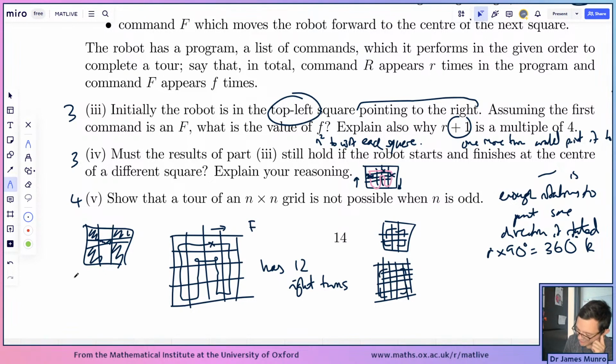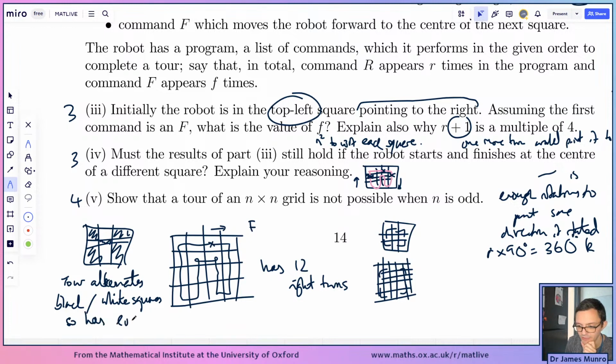And if it's going to do a tour, then it's going to visit black square, white square, black square, white square, black square, white square, black square, white square, black square. But along the way, it'll visit the same number of black squares and white squares. So it won't visit an odd number of total squares. So a tour alternates black or white squares, so has even length. Oh dear, that's not all the squares. That's hard. That's really tough at the end.